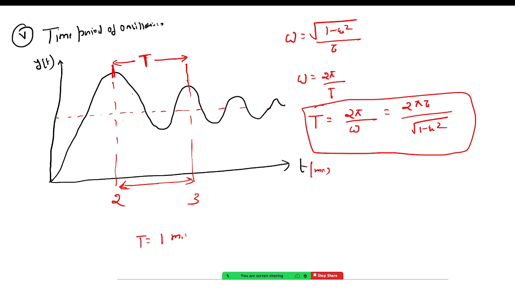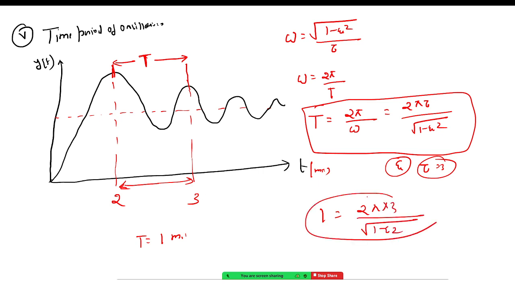And sometimes they will give you this kind of plot and ask what is the value of zeta if tau is equal to 3. You can calculate the value of zeta because the time period of oscillation you have calculated from the graph, that is 1, equals 2 pi multiplied by 3 divided by root of 1 minus zeta square. They can ask the value of zeta, right? So again they will club the graph and your mathematical formula together, and you need to understand how this particular thing occurs. Any doubt?